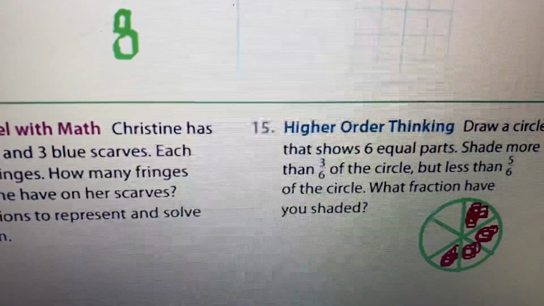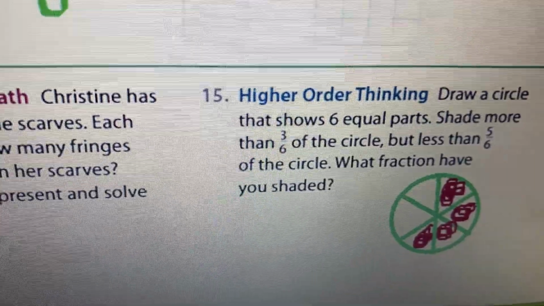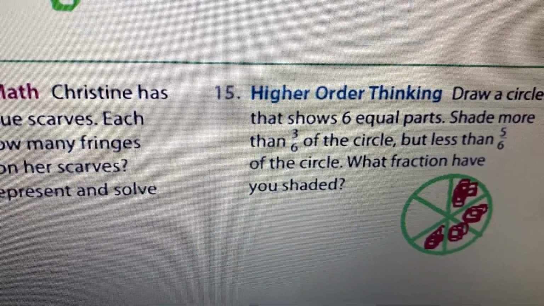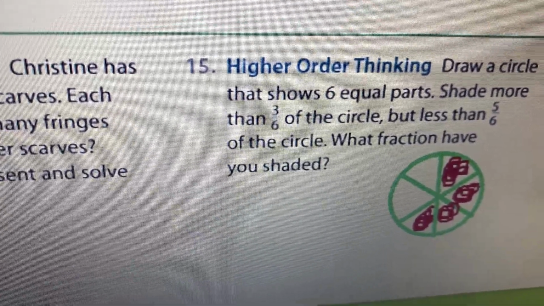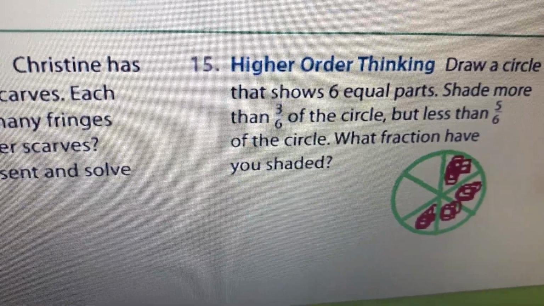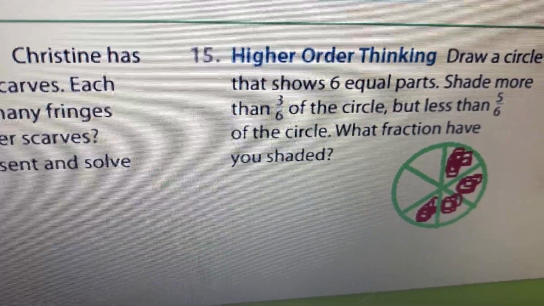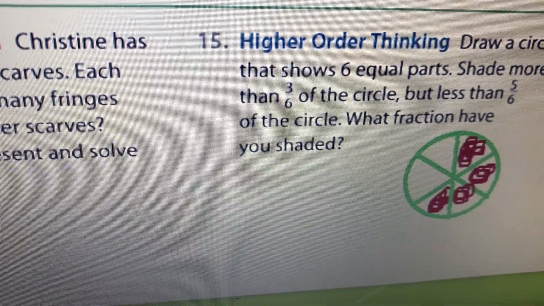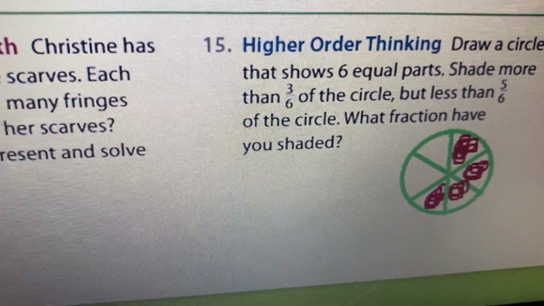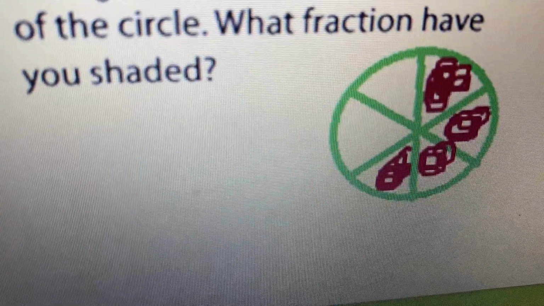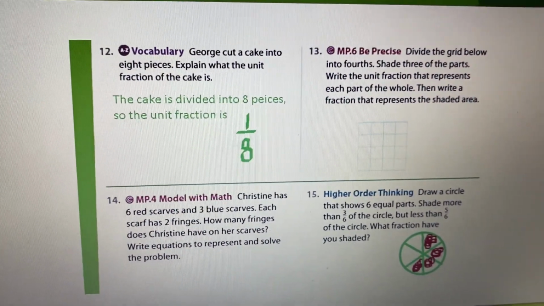Let's go to question number 15. Draw a circle that shows 6 equal parts. So first, draw a circle and cut it into 6 equal parts. Now, shade more than 3/6 of the circle, but less than 5/6. So let's think about a number that is more than 3 and less than 5. What number comes between them? Yes, 4. So what fraction have you shaded? I shaded 4/6.